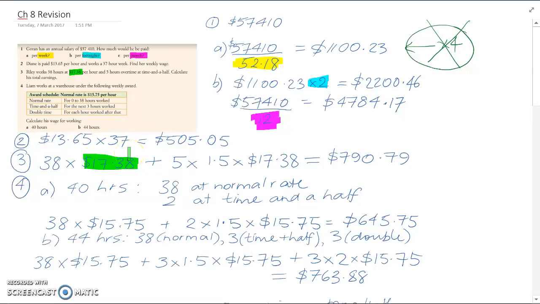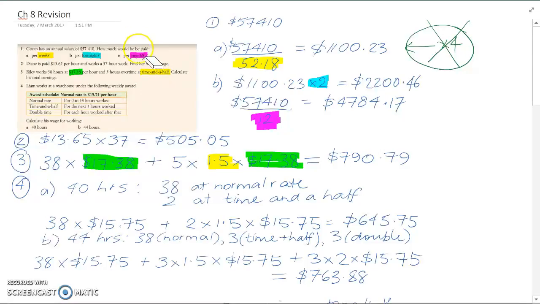But on top of that, she's got 5 hours at time and a half. So there's your normal pay rate, and let's go 1.5 times that, because that's what time and a half means. Time and a half means 1.5 times, all right? So every time you see time and a half, you're multiplying by 1.5. All right, so we put all that together and we get $790.79.